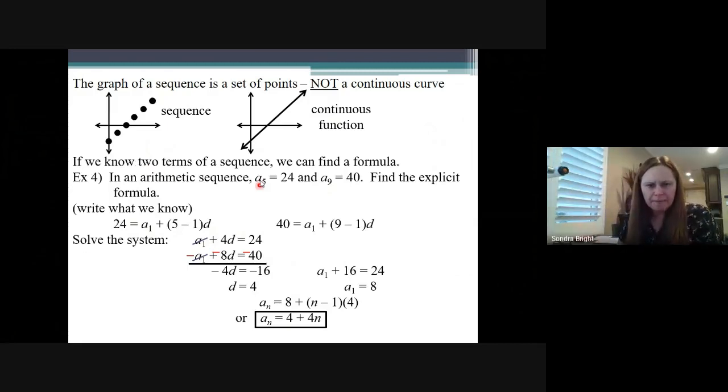And if you check a5, that's if you plug a 5 into n, 5 times 4 is 20 plus 4, 24. Whoop, whoop. Plug a 9 into n. 9 times 4 is 36 plus 4, 40. You got it.